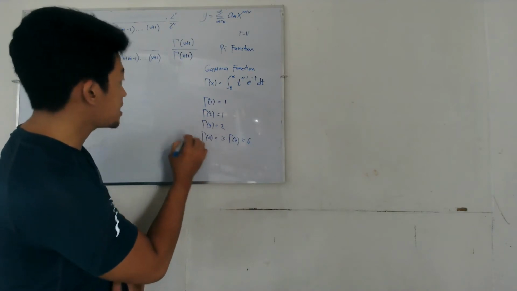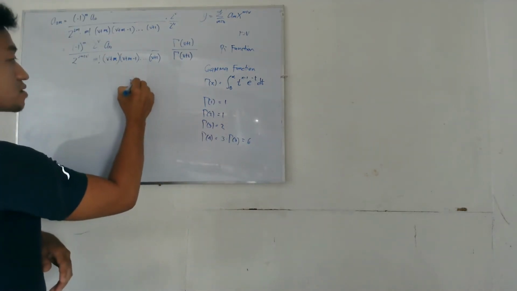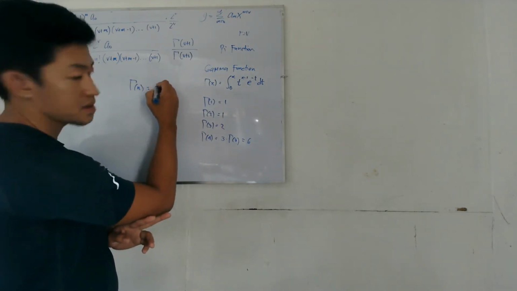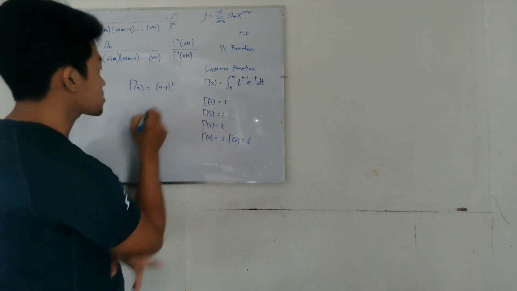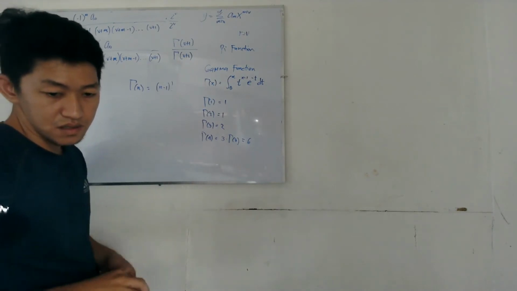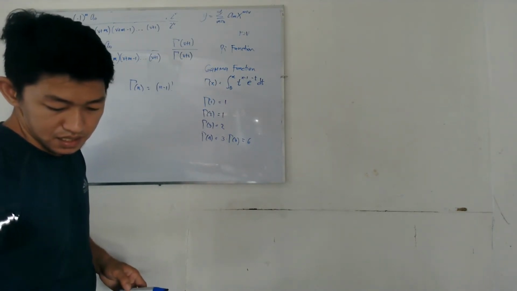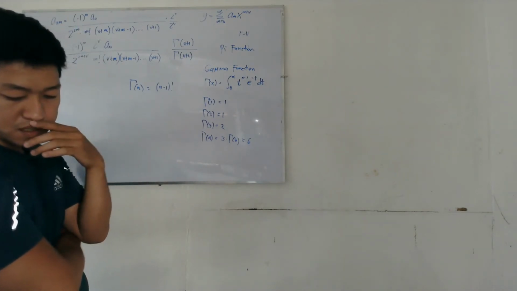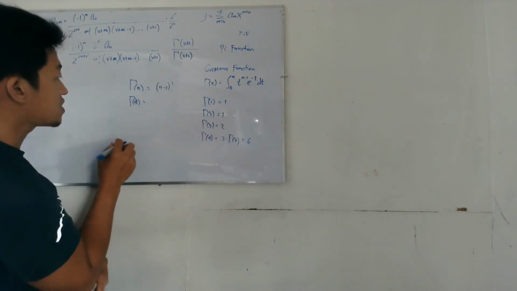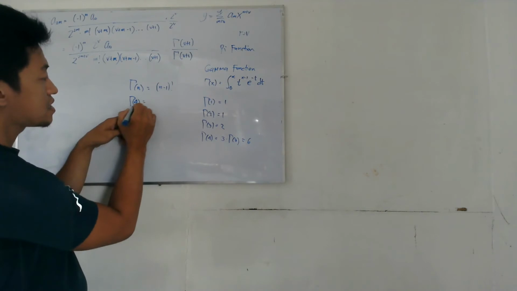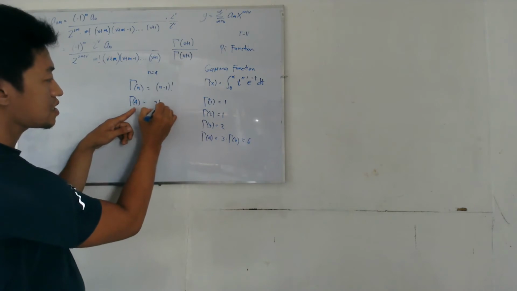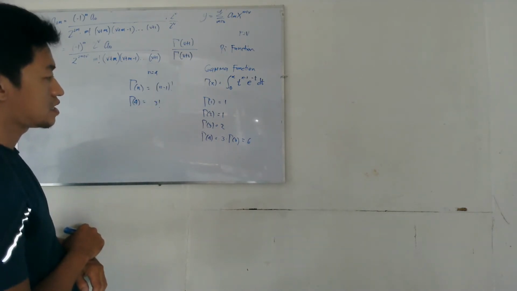Okay, in general, gamma of n is equal to n minus 1 factorial. So if it is gamma of 4, n is equal to 4, right? So 4 minus 1 is 3 factorial.